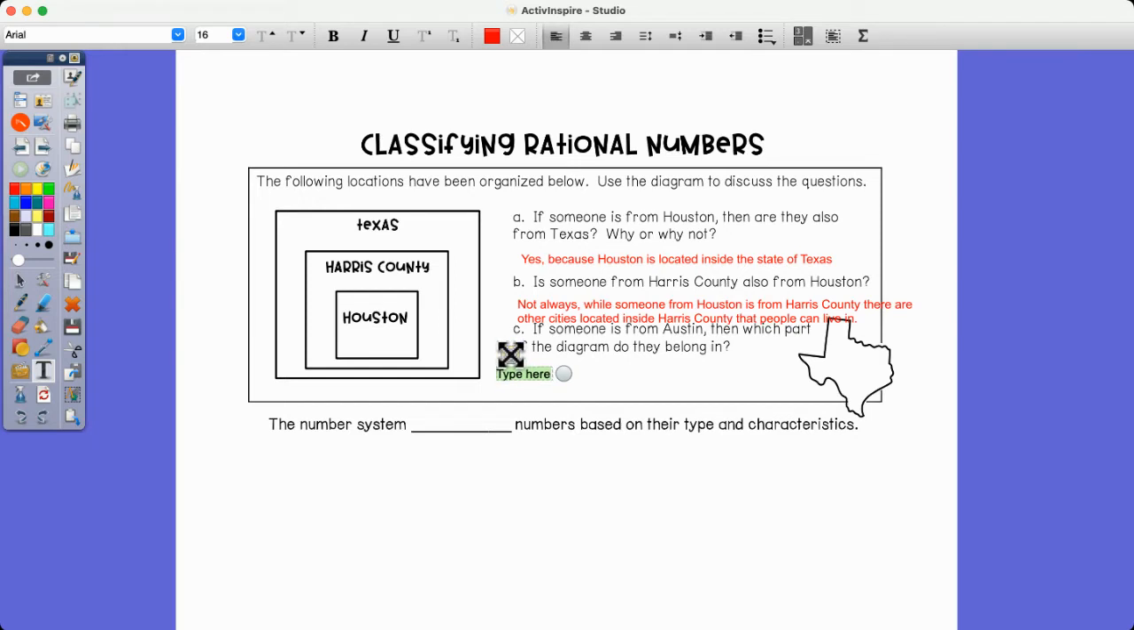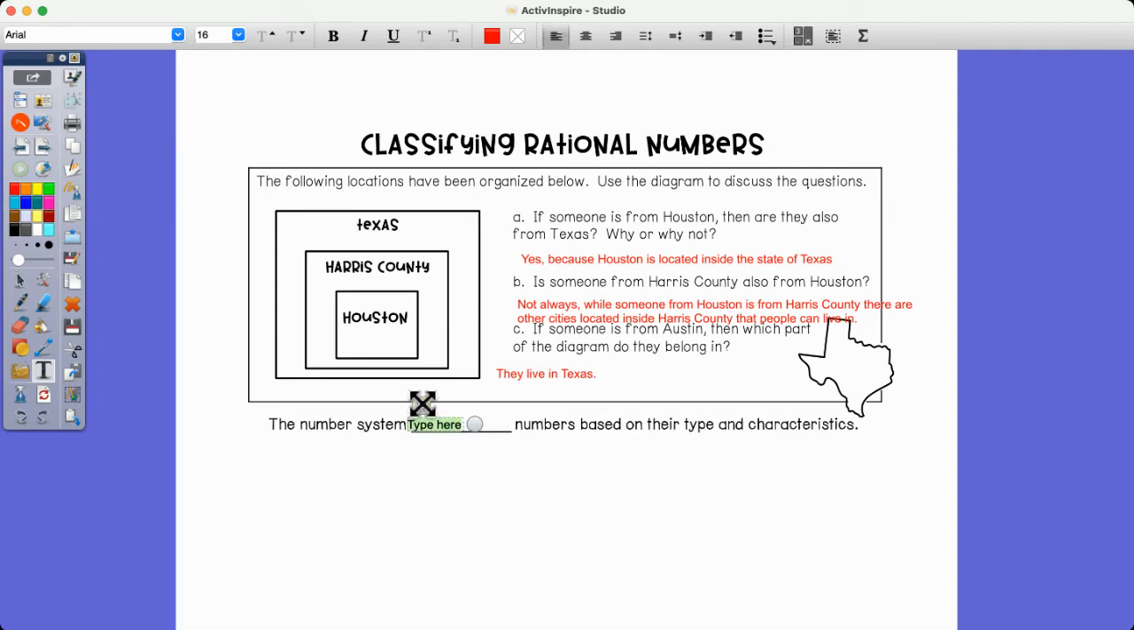Okay, if someone is from Austin, then which part of the diagram do they belong in? Well, if they live in Austin, they don't live in Houston, right? And if they live in Austin, they live in Bexar County, I think. I don't know. I don't know geography very well. I'm thinking it's Bexar, though. It's not Harris County, because Harris County is Houston. But if they are in Austin, they do live in the state of Texas, because Austin is the capital of Texas. So they live in Texas, or they are located in the Texas part of the drawing.